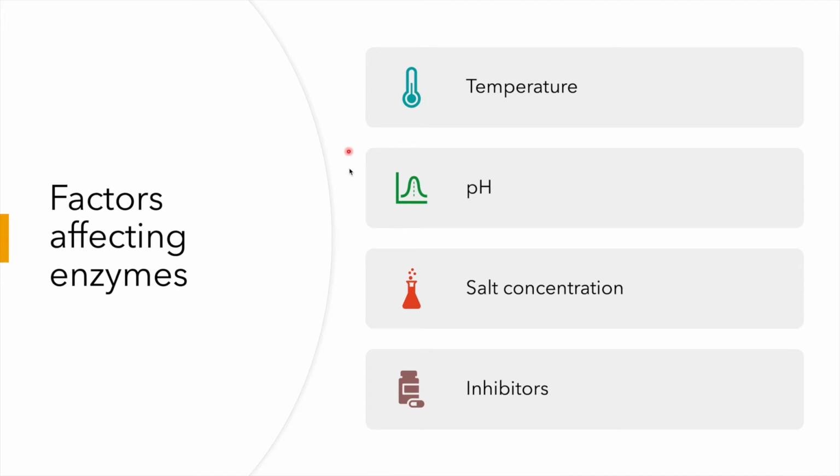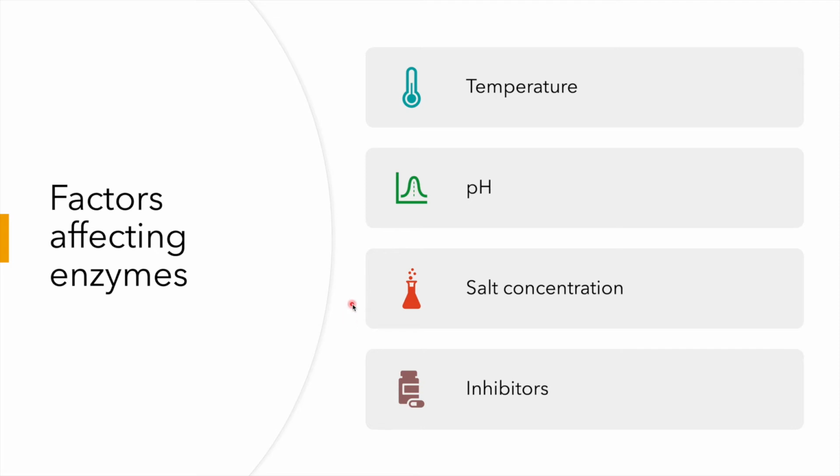Enzymes also have optimal pH ranges. Most enzymes function best in a pH of 6 through 8. However, enzymes in the stomach have an optimal pH of 2. Salt concentration also impacts enzymes. If salt concentration grows too high, the ions will disrupt enzyme structure, and thus the enzyme will become dysfunctional.